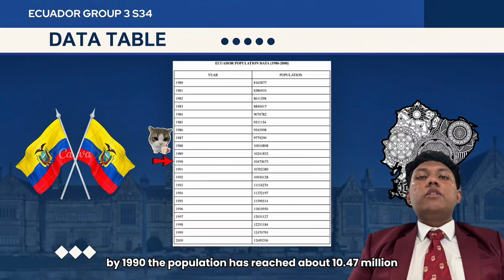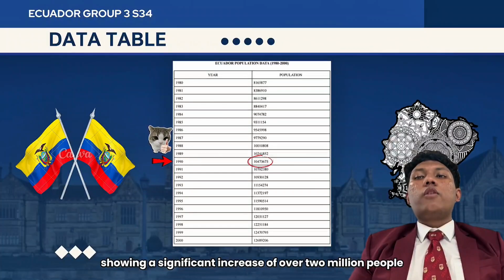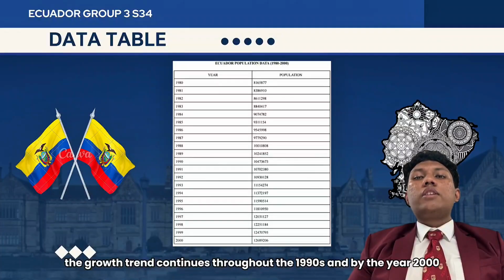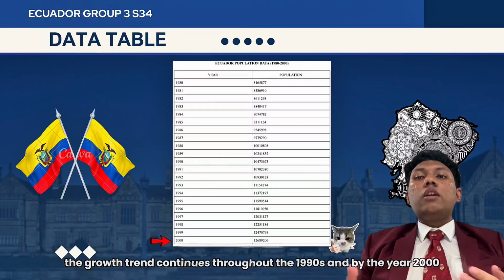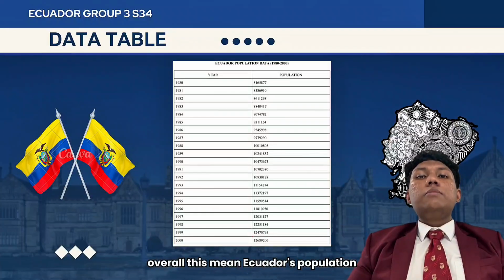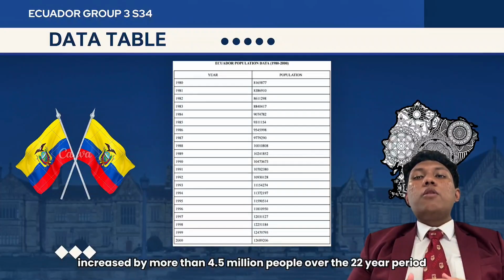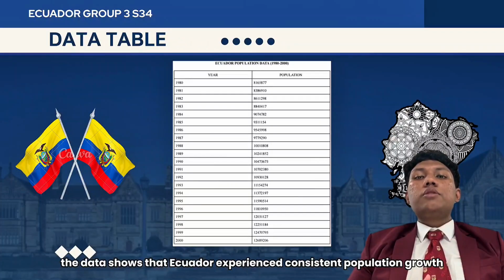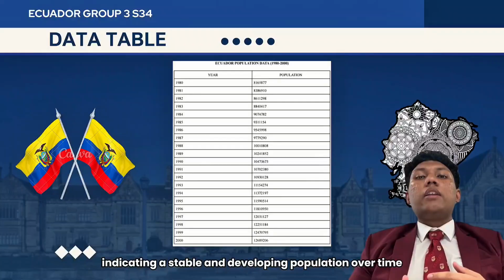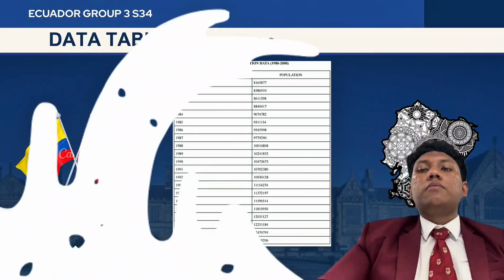By 1990, the population had reached about 10.47 million, showing a significant increase of over 2 million people in just one decade. The growth trend continues throughout the 1990s, and by the year 2000, the population rose to approximately 12.69 million. Overall, this means Ecuador's population increased by more than 4.5 million people over the period. In conclusion, the data shows that Ecuador experienced consistent population growth from 1980 to 2000 without any decline, indicating a stable and developing population over time.